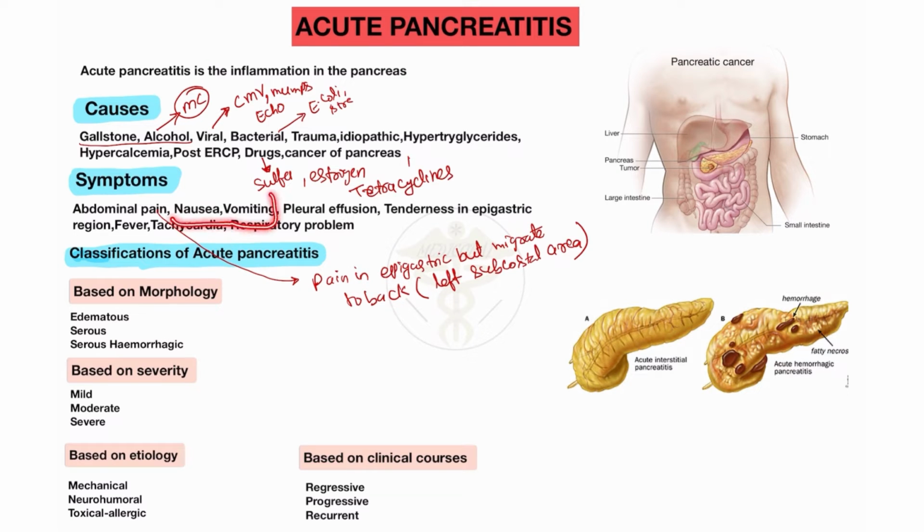Also nausea and vomiting occur in the patient. Pleural effusion you will also see in the patient with acute pancreatitis. Tenderness in the epigastric region means when you press in this position of the epigastric region, the patient feels pain in this region.